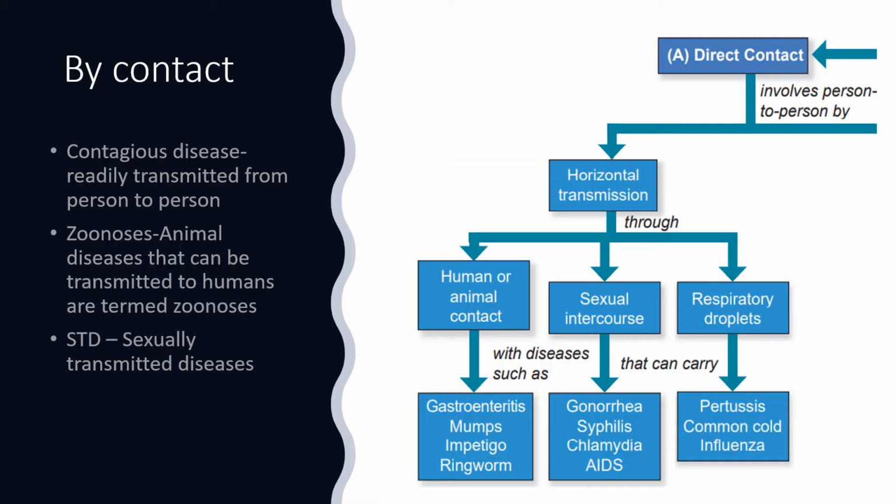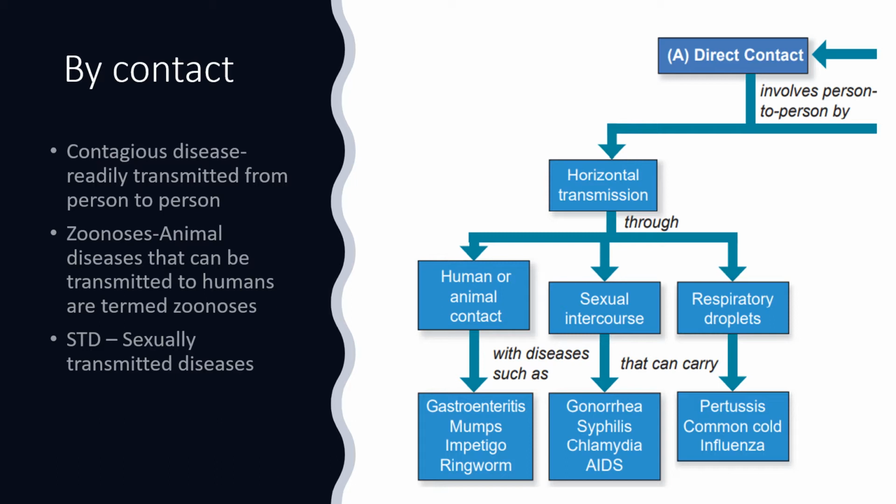The first among the routes of transmission is direct contact. Under direct contact, we have two types, horizontal transmission and vertical transmission. We will see vertical transmission later. First, let us understand what is horizontal transmission. In direct contact, if the disease gets transmitted from one person to another person directly, that is called direct contact disease, or person to person transmission, or horizontal transmission.